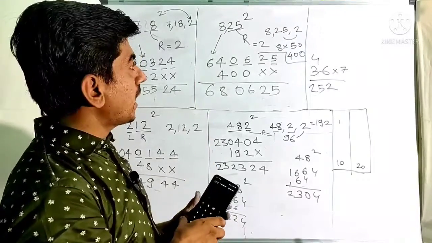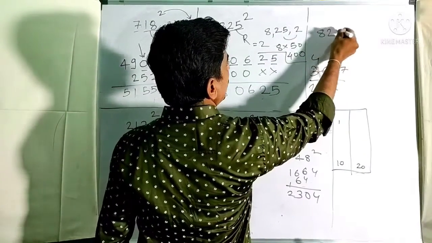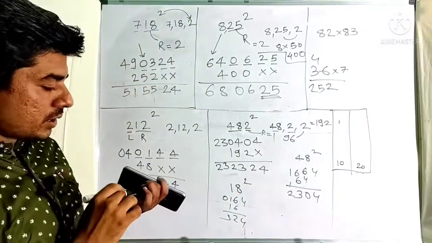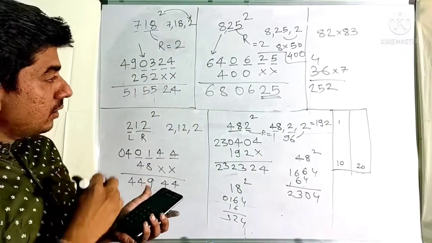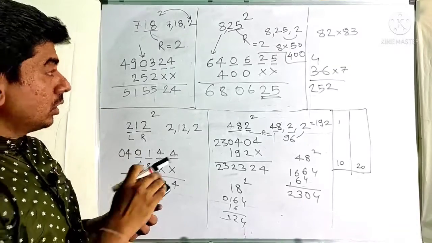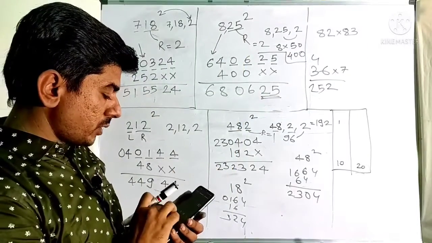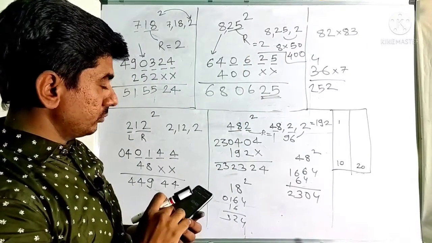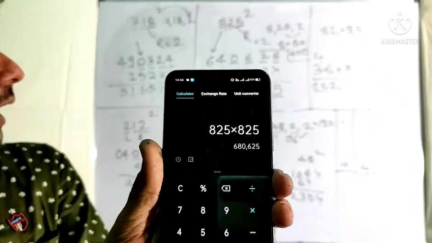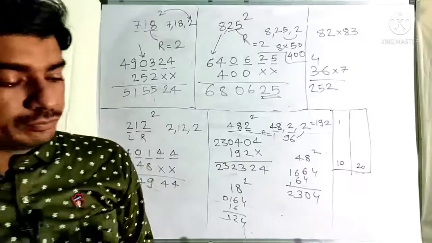You can solve this by another method, that is by taking the square of 82 and 83 and just writing the 25 as the last digit. I will explain this method also. Those who don't know this method, the number which is ending with 5, can also learn this method. See friends, the answer 825 into 825 is 680625.